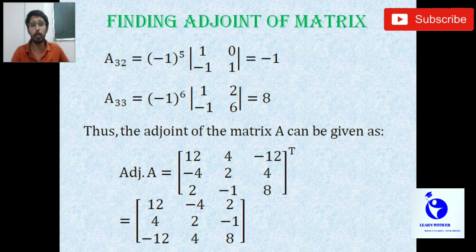Now we are going to put it in the matrix. After putting it in the matrix, the newly formed matrix will be 12, 4, -12 for the first row, -4, 2, 4 for the second row, 2, -1, 8 for the third row. So the cofactor of the first element is 12, the cofactor of the second element is 4, the cofactor of the third element is -12. Like this we have put the cofactors of all the elements.